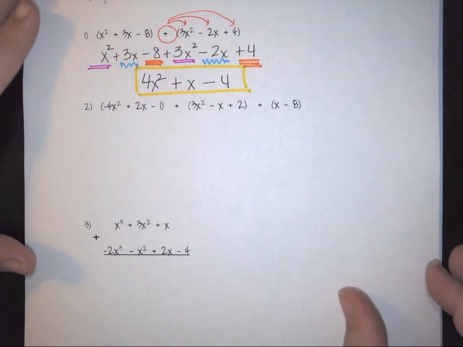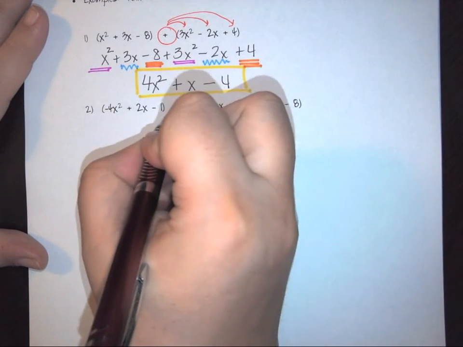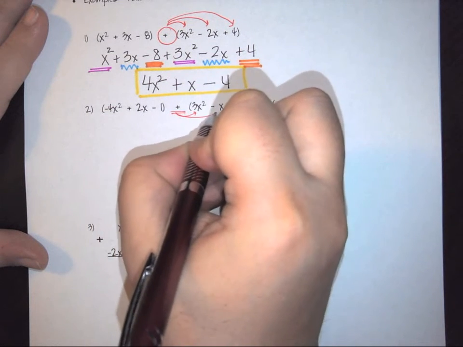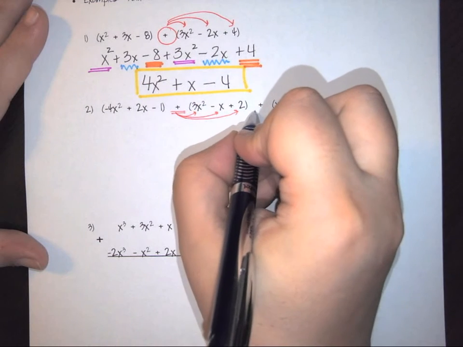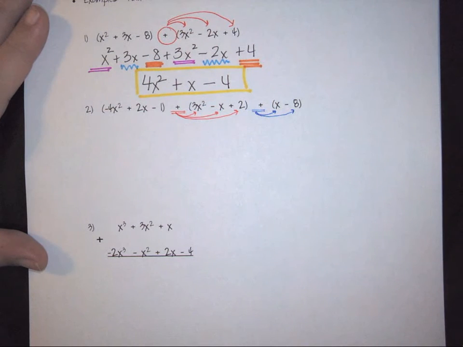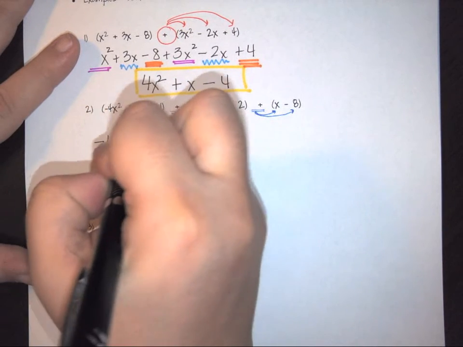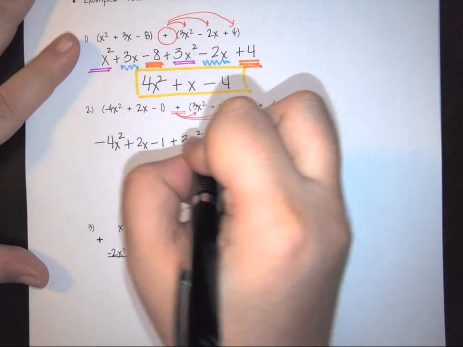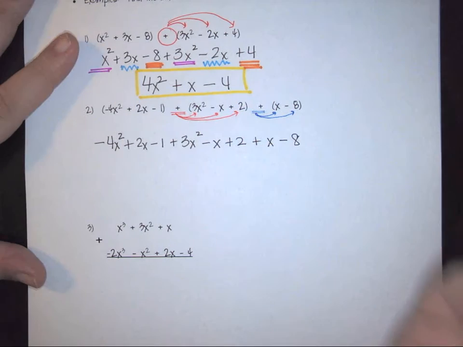Alright, let's try it again, but let's try it this time with more than just one polynomial. So again, I have to take my sign out in front, and we need to apply it to everything inside your parentheses. And then we need to do the same with the sign in the back. We need to apply it through your parentheses. That allows us to drop those parentheses. So this is going to give us negative 4x squared plus 2x minus 1 plus 3x squared minus x plus 2 plus x minus 8.